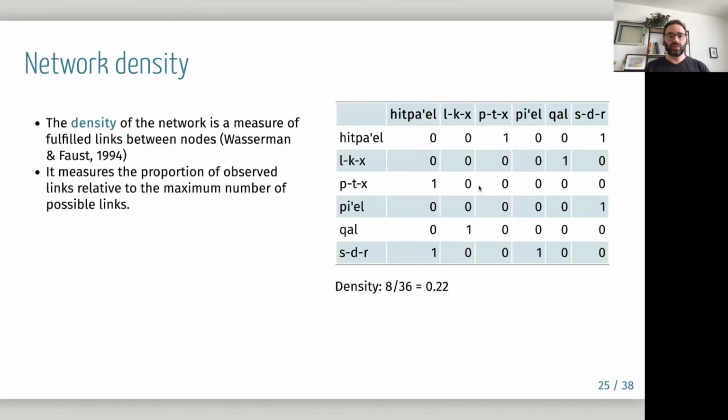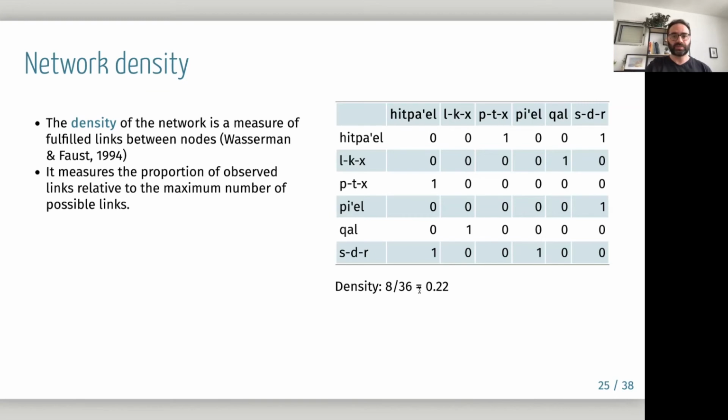And now we go to measures concerning the whole network. First is the network density. The density of the network is a measure of fulfilled links between nodes. It measures the proportion of observed links relative to the maximum number of possible links. So for example, over here we have a network, as we said, with 6 nodes. So each node can be connected to the other nodes. Each node can also be connected with itself. So we have 36 links potentially, but in actuality, we have only 8 links, as we saw earlier. So the density of the network is 0.22. Later on, we will see how we interpret the density measure.